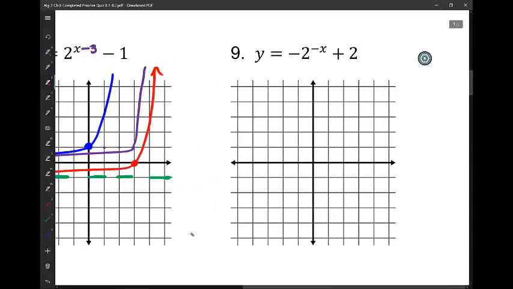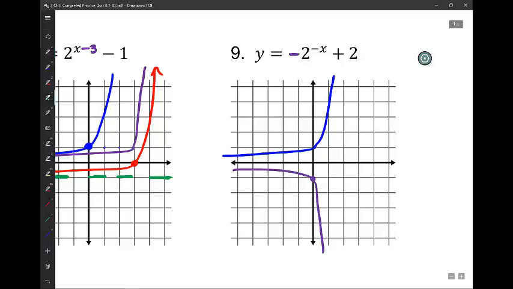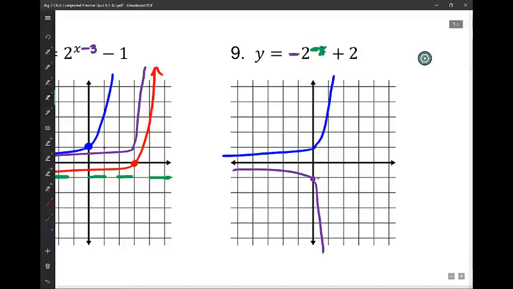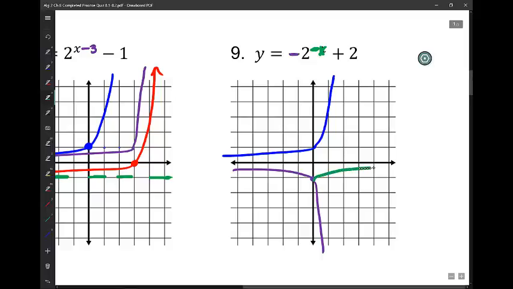Coming over here to number 9, we have a normal growth function once again. The minus 2 in the front of the exponent is going to bring it so it flips over the x-axis. So it's going to go down to the bottom. Then we have the minus x up here. That's going to cause it to flip over the x-axis, or excuse me, over the y-axis. So there's the flip over the y-axis.